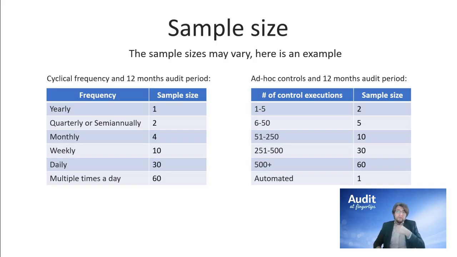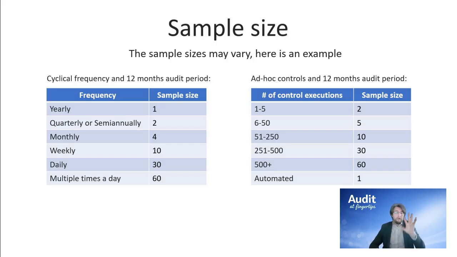Now, monthly, 12 executions, 4 items, which is reasonable. 10 out of 52 weeks, or if we're speaking about daily, we should sample 30. If it's more than once a day, meaning even if it's 3 times a day, it gives more than 1,000 executions every year, right? So in that case, we may want to sample even more, like 50, 60. So those are periodical controls with cyclical frequency.